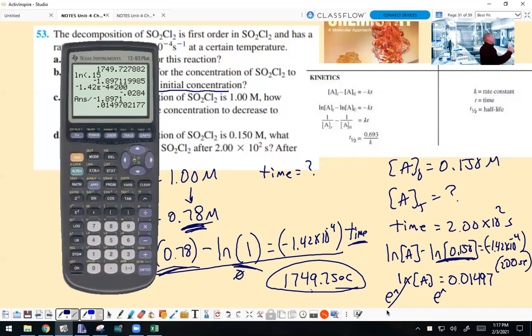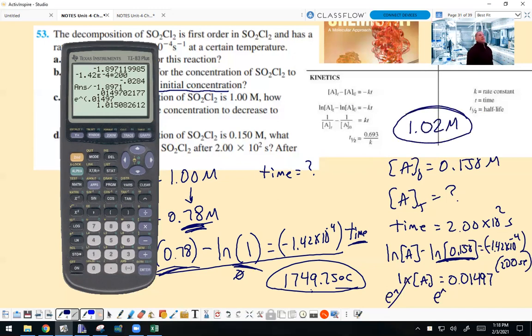So e to the 0.01497, and we get 1.02 molar. Now, does it make sense?